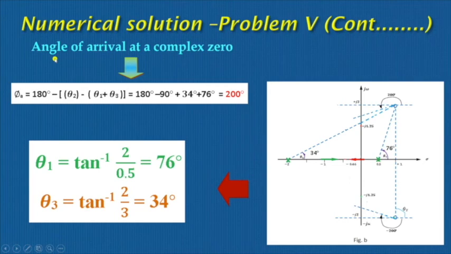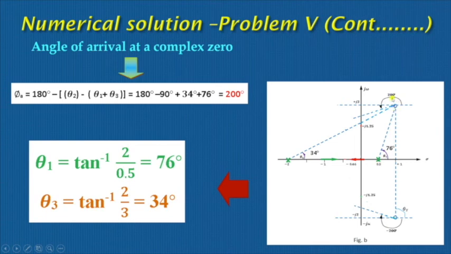Then find the angle of arrival at a complex zero. The angle of arrival is the angle at which the locus arrives at a zero. So phi A equals 180 degrees minus the sum of angles of the vectors drawn to the test point from other zeros, minus the sum of angles of vectors drawn to the test point from the poles.